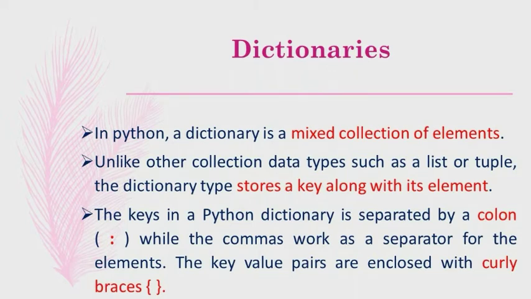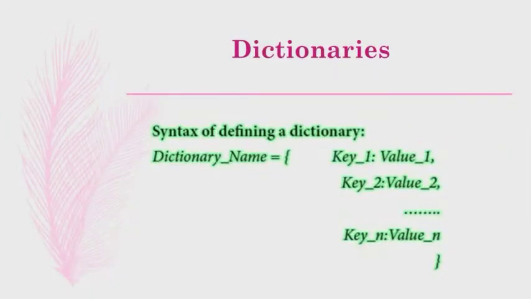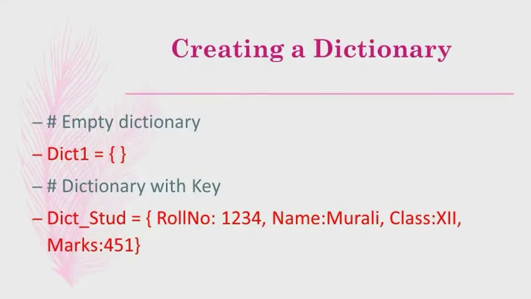Let's see the syntax of defining a dictionary. First, dictionary name is equal to curly braces. Within the curly braces, write the elements with the keys: key 1, colon, value 1, that is the first element, next comma, and next key 2, colon, value 2, etc., up to key n, value n. Creating a dictionary: if you want to create an empty dictionary, you have to write like this: dict1 is equal to empty curly braces. No elements are given here.